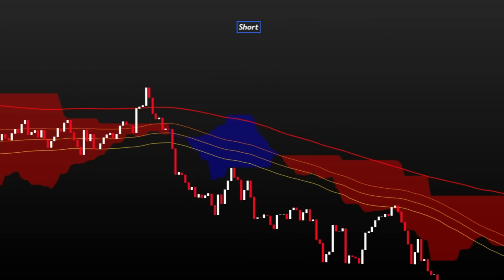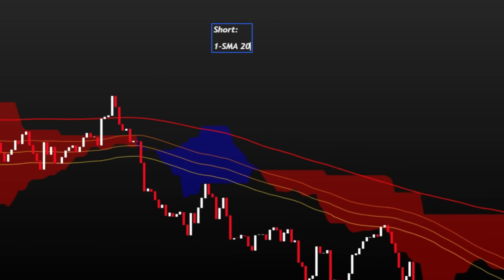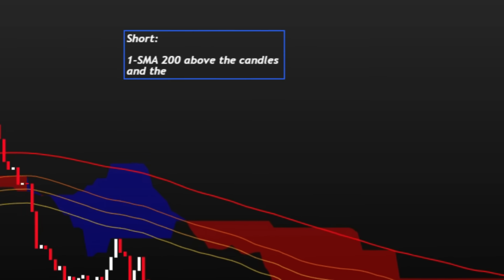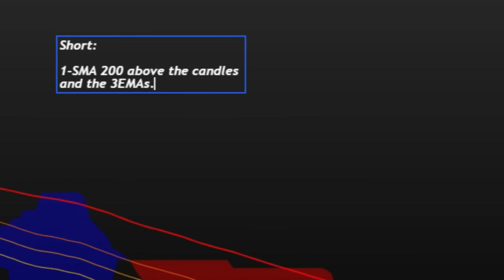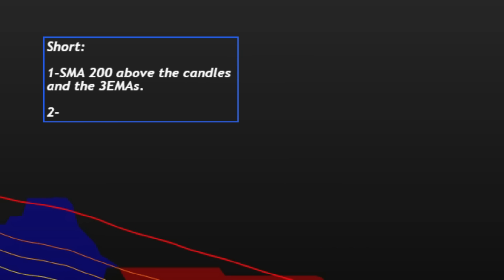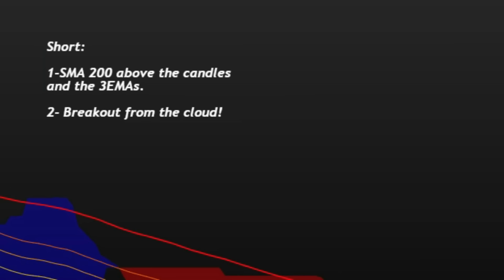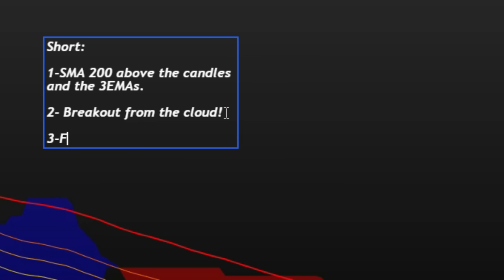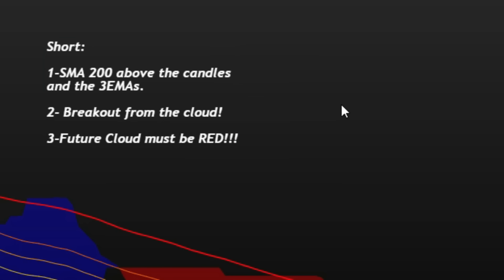Now you can probably guess the short position criteria. The SMA 200 must be above the candles and the 3 EMAs. There must be a breakout below the Cloud. The candles need to break the support of the Cloud, confirming the moving average signal. And also, the future Cloud must be red, indicating that the future trend is also bearish.